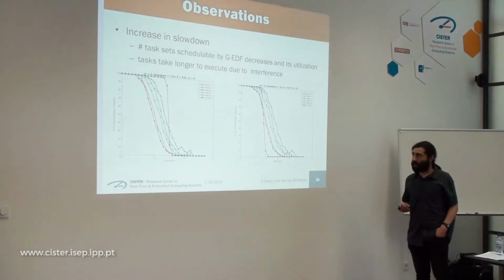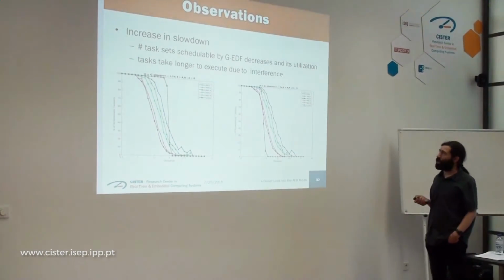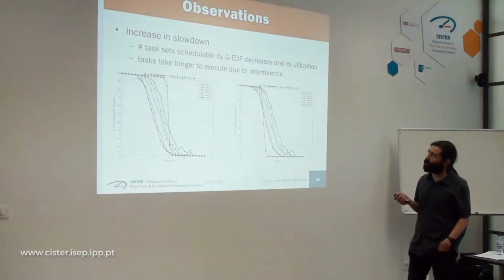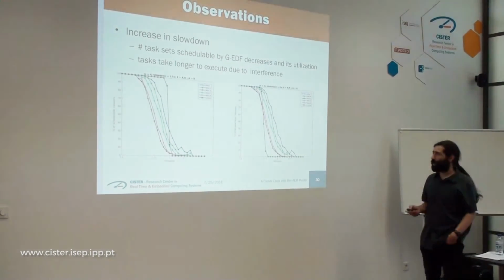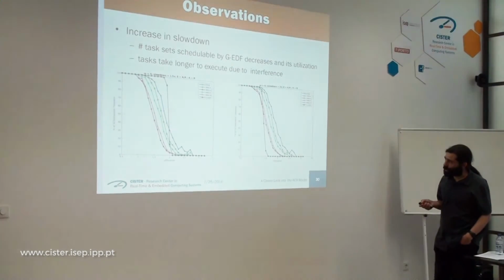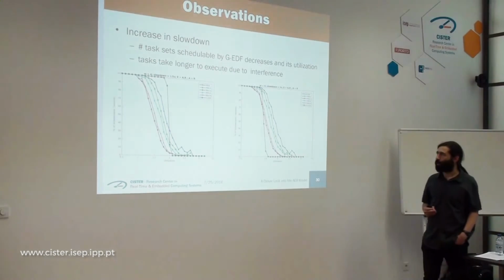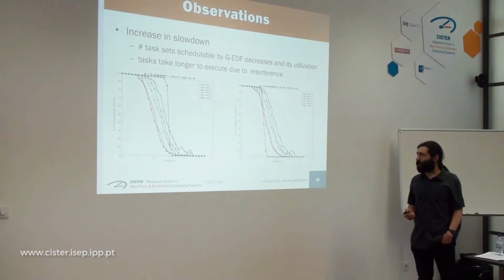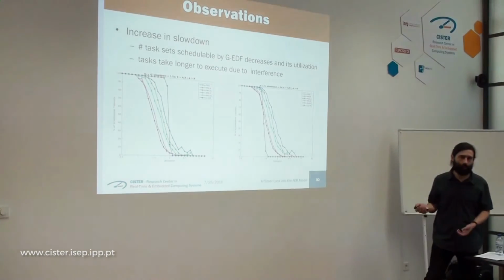Another observation that we can make concerning the increasing slowdown: this graphic here shows the slowdown for 1.5 and this is 2 times. So when we are increasing the slowdown, we can see that global EDF, which is the line in black, actually starts to perform a lot worse. It kind of makes sense because we are increasing the interference that the task is suffering. So of course when we are increasing these values, the higher will be the interference, and therefore global EDF will behave a lot worse.